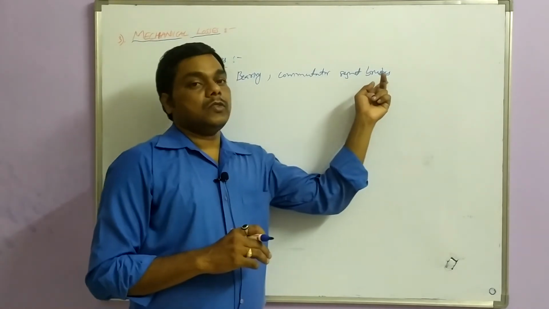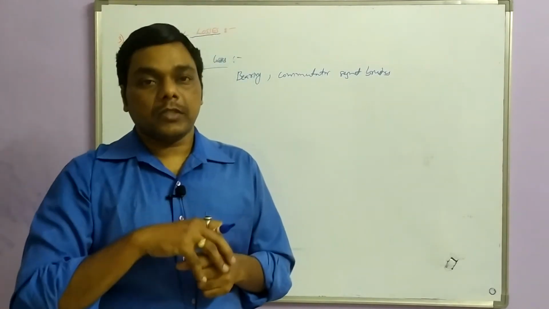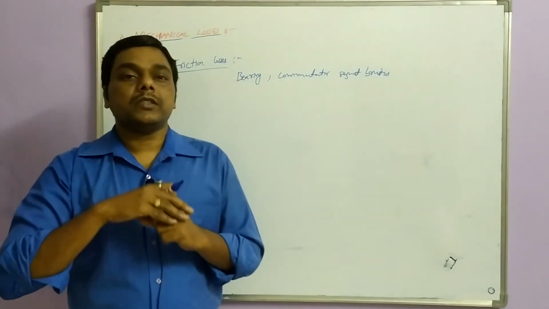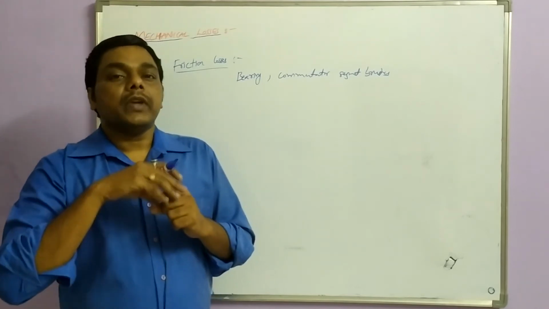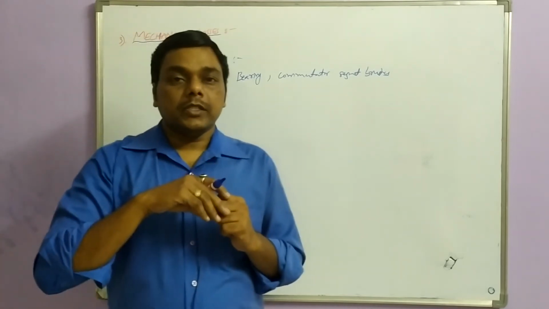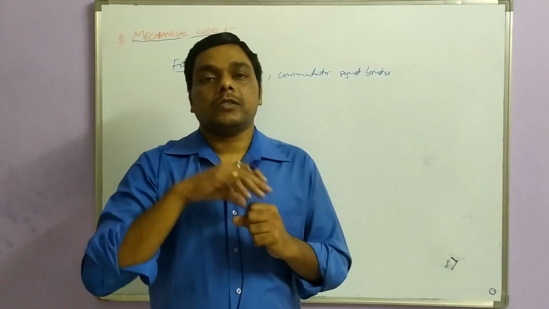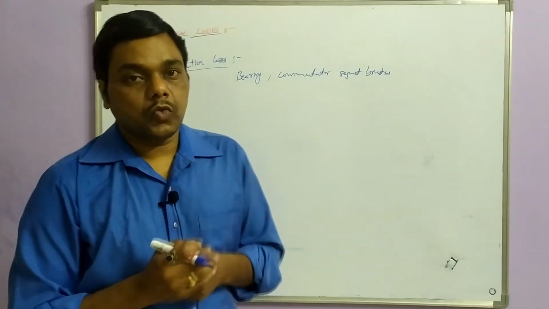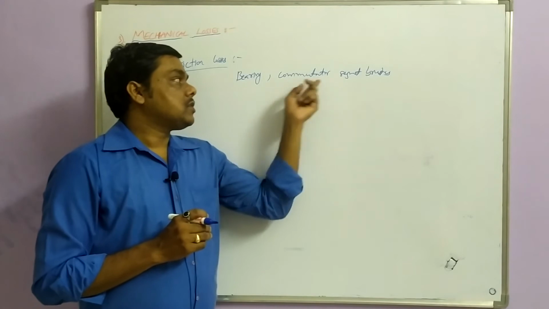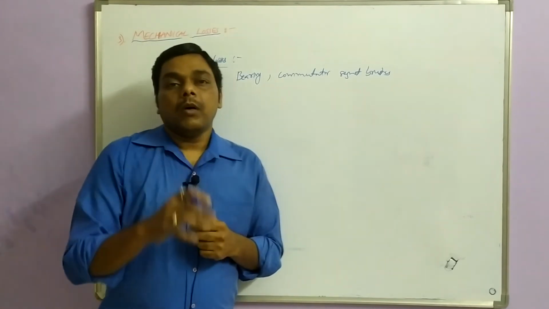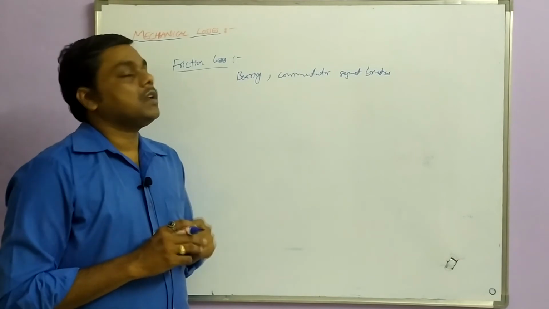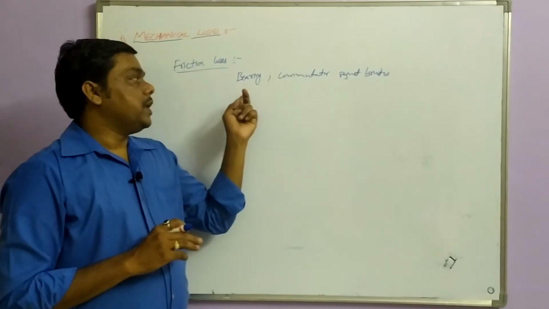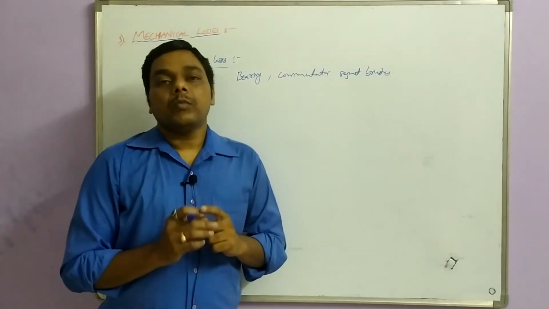Similarly, brushes. The brushes are placed on commutator segments. If the brush tension is not properly adjusted, there is wear and tear on the brushes, which causes losses and also makes spotting at the segments. So the brushes also come under the mechanical losses, which cause wear and tear. So friction losses: bearings and commutator brushes.